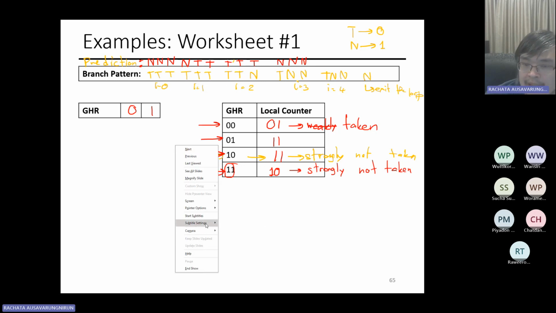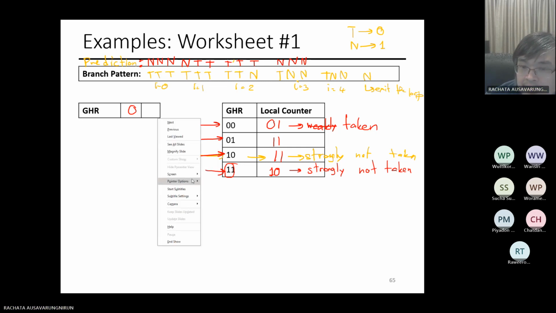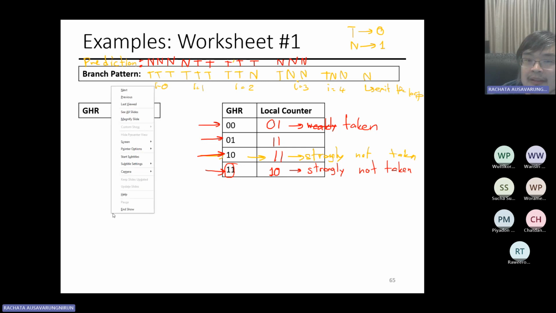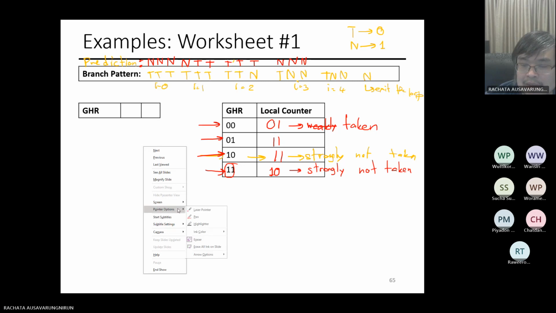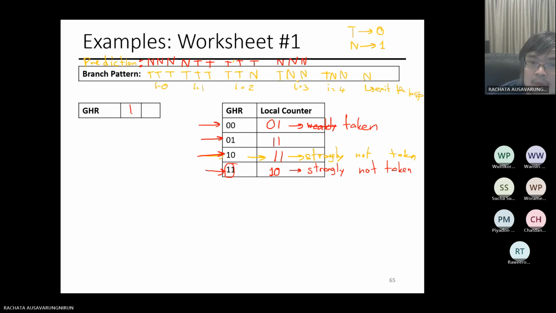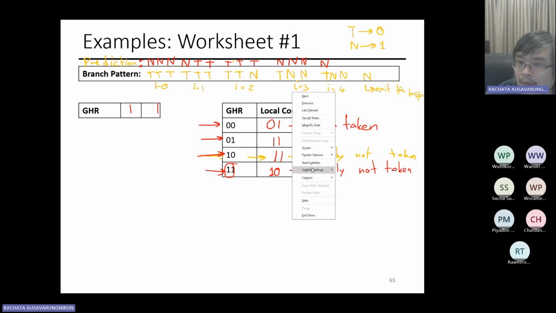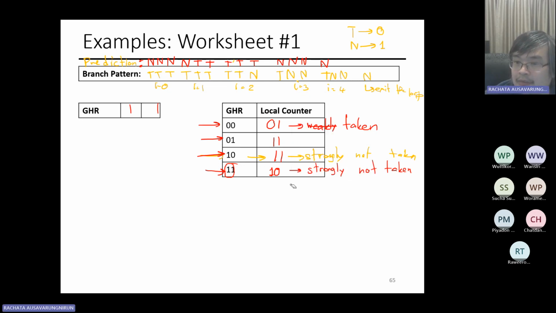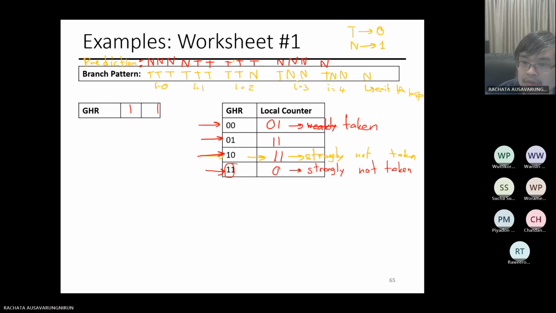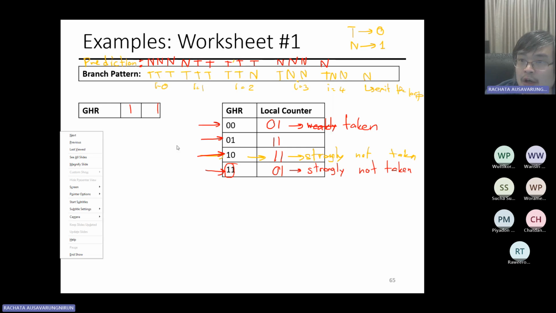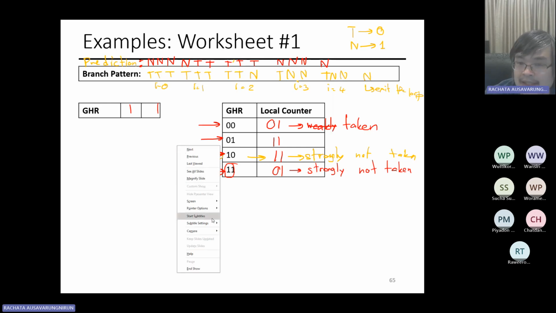GHR, the last outcome of the branch you saw was not taken, followed by not taken. So it's going to be 0 and 0. Oh, my bad. 1 and 1. Oh, sorry. Not taken twice. So it's going to be 1 and 1. Now you go to 1 and 1. It's strongly not taken, so your prediction is going to be not taken. Then you update because you're wrong again. So the entry is going to be 0, 1.